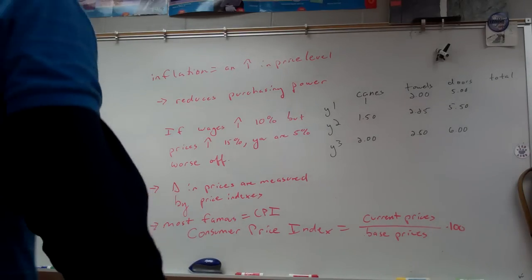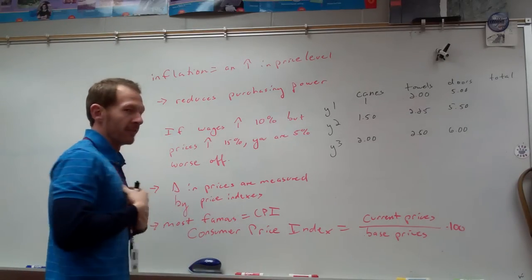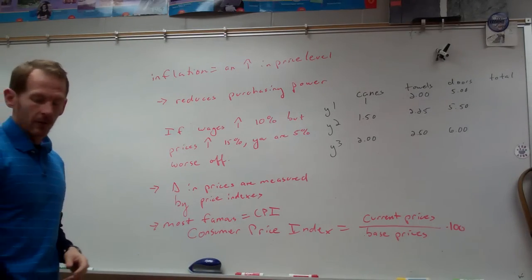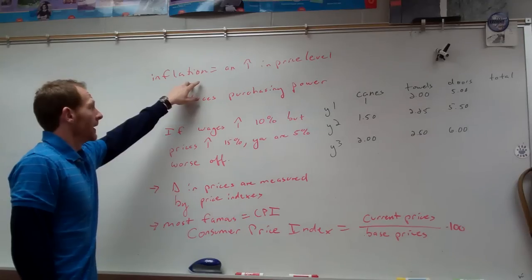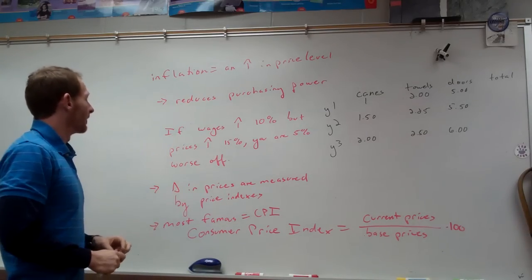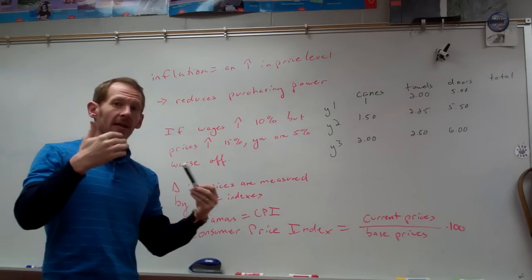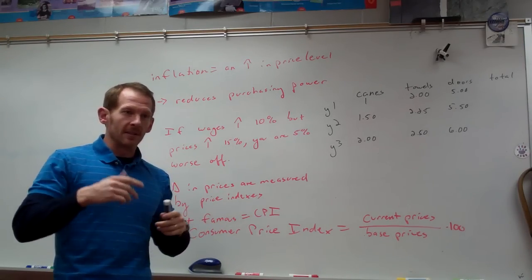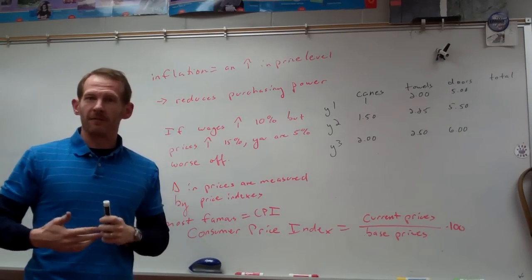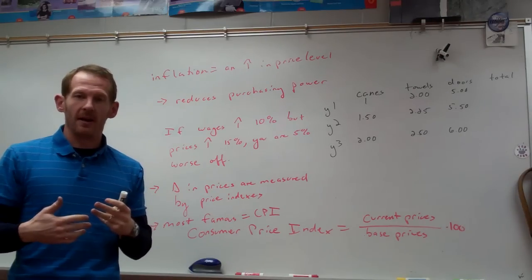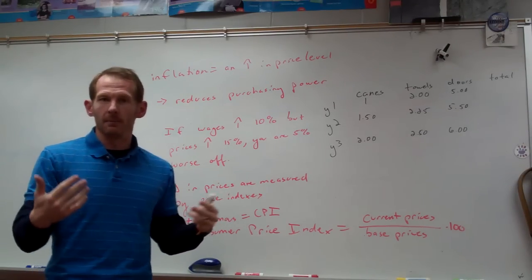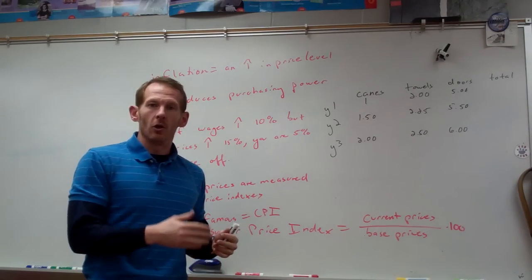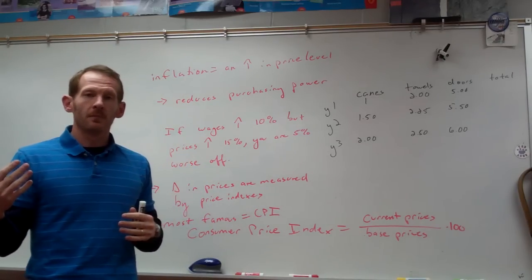Let's talk about prices and inflation real fast. Inflation is an increase in the price level. When prices go up, which they do historically, for instance, a house today costs a lot more than a house 50 years ago, even for the same size of house. Food costs today more than it used to cost, right? So prices tend to go up.